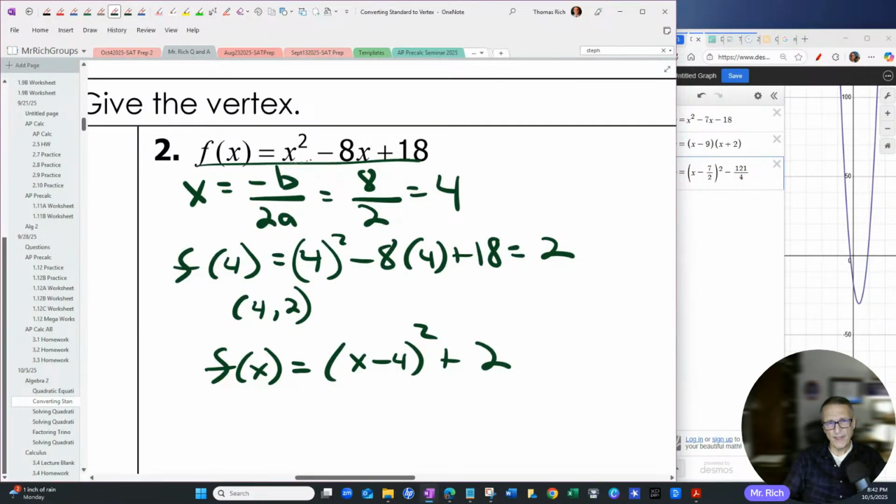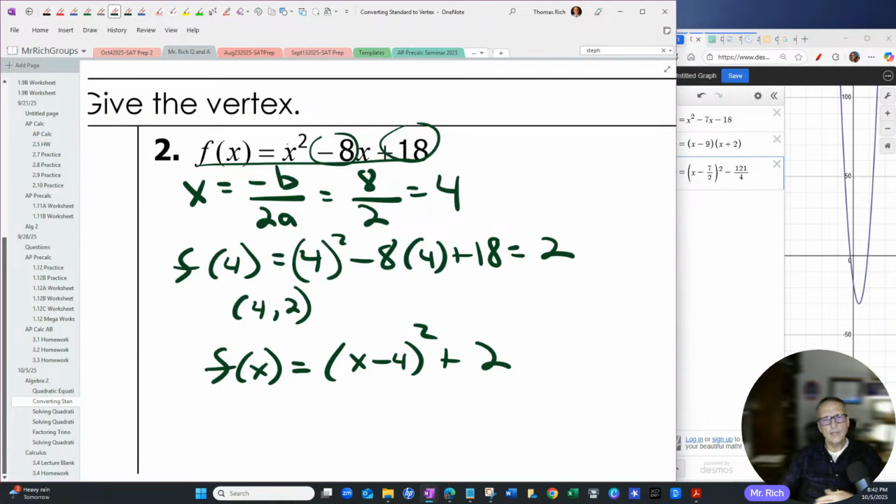Now, could this be factored? Are there two numbers that multiply to be positive 18 and add to be negative 8? Doesn't look like it. So it would not be an easy thing to write it in its factored form.